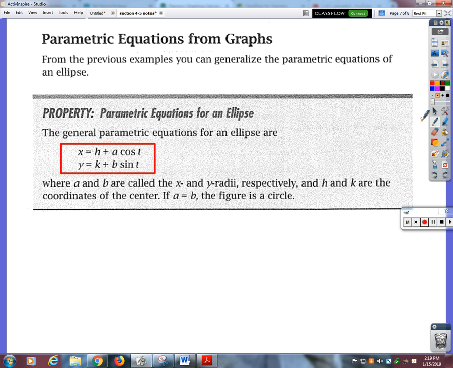What's that? Yeah. Radii is just the plural of radius. I got it. All right, ready?